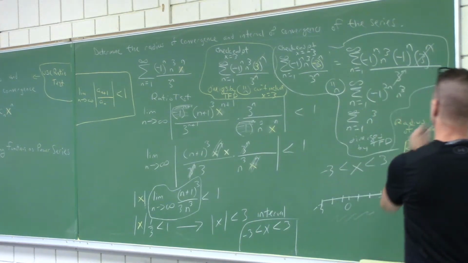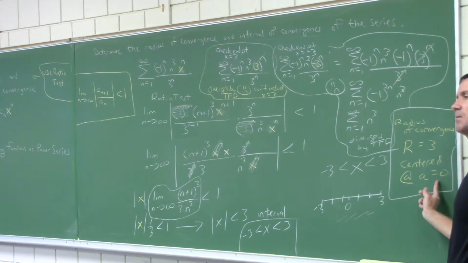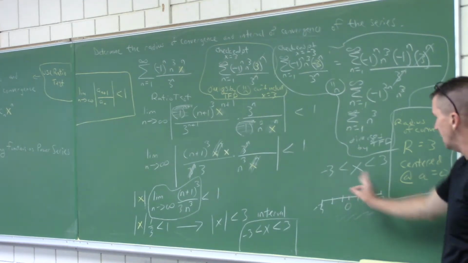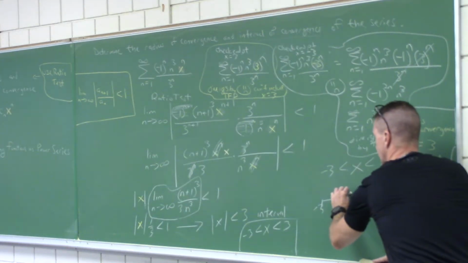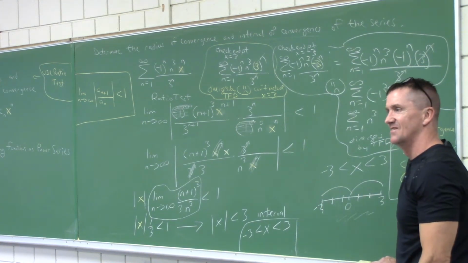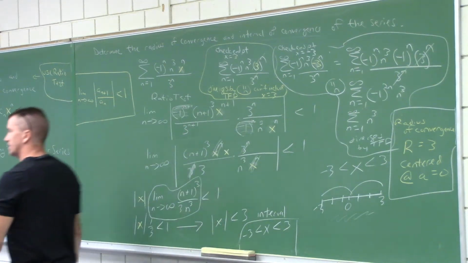And what's the radius? 3. You don't have to put centered at 0, but I always write that, Amanda, just for clarity, so you can get an idea of what radius means. Look, I go 3 that way, and I go 3 that way. Cool. Now wait till everyone's done copying, and we'll do another one.